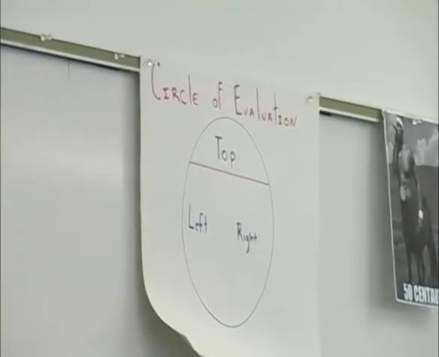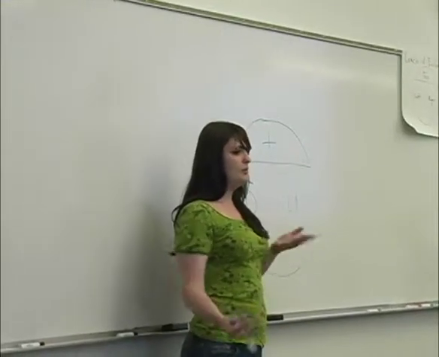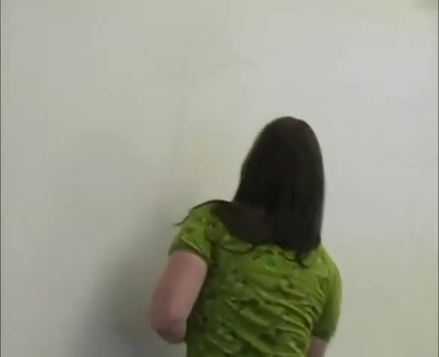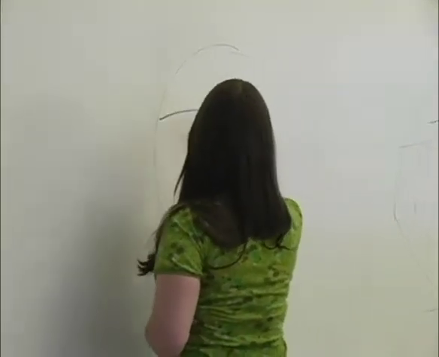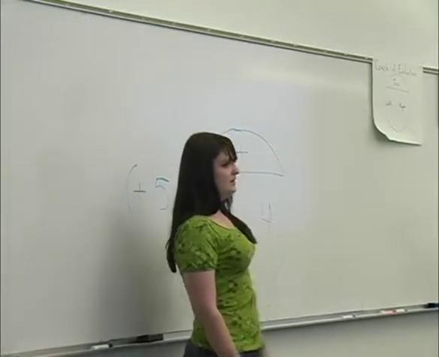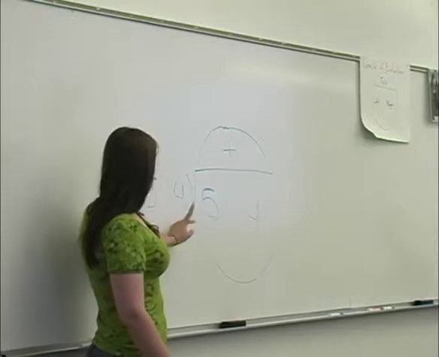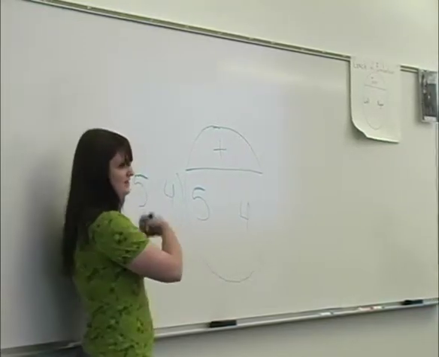We were just talking about how computers are really stupid, and they don't understand normal things like we do, unless you put it in a special syntax. So, whenever you see a circle of evaluation, you can always start out with a brace, top, left, right, and close it up like a circle.